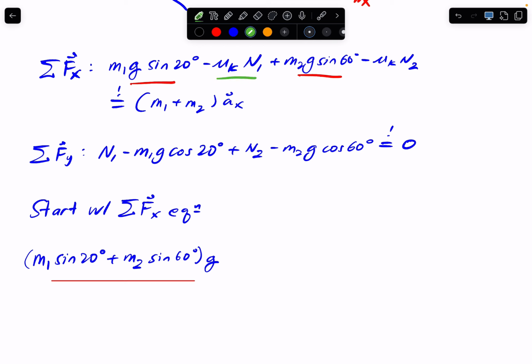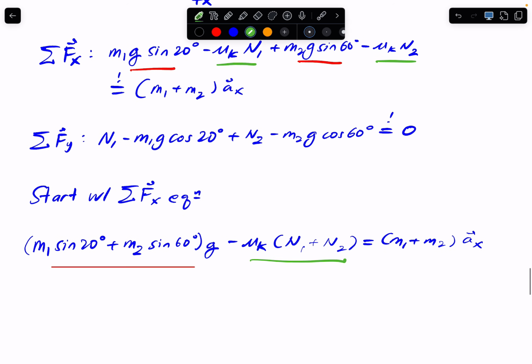And we'll group the mu k's together. So factor out the mu k, so this becomes n1 plus n2 equals m1 plus m2 times a of x. So that's this green term over here. Making sense so far?